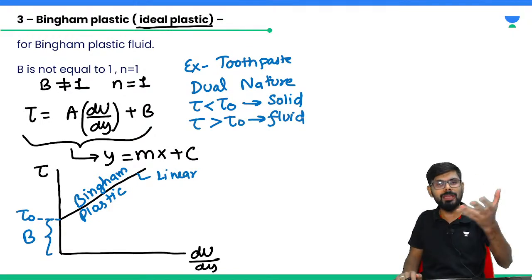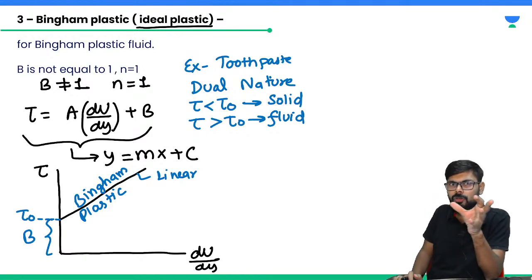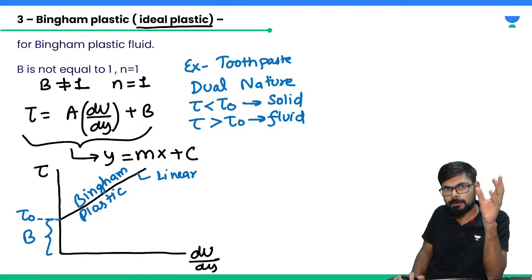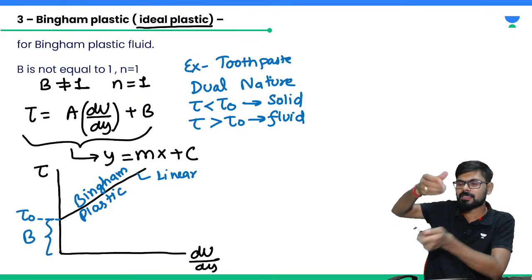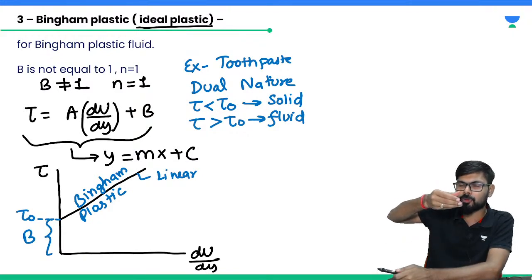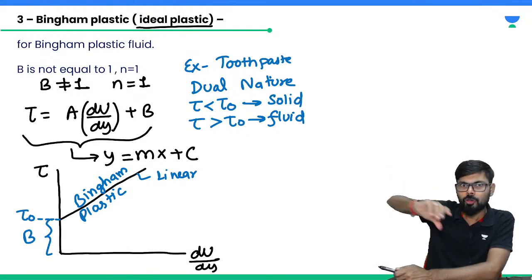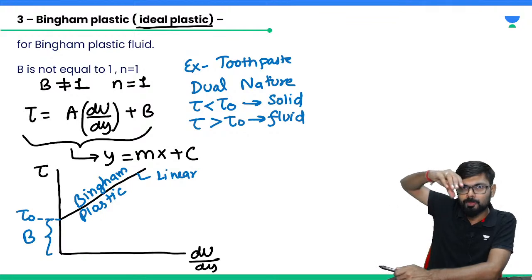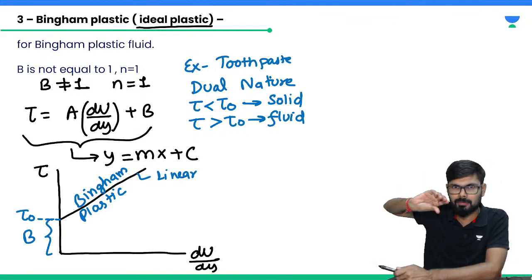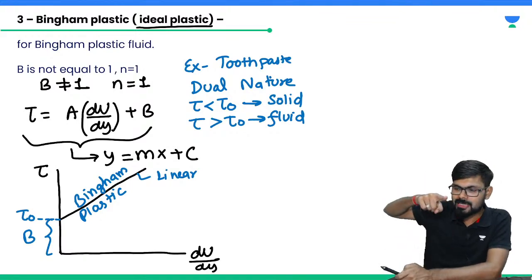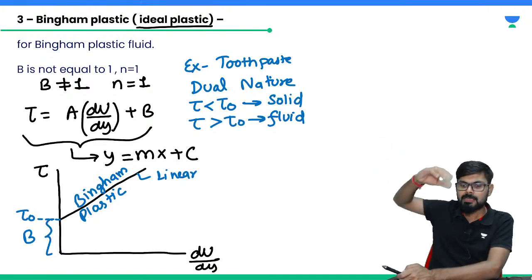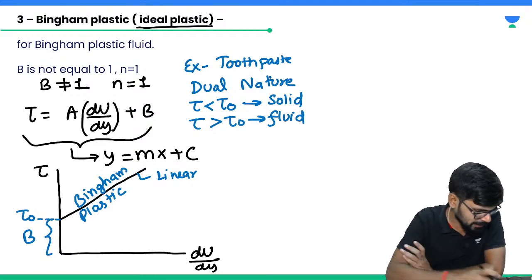Right? So it has a dual nature. Suppose you know that toothpaste is there. Now you are pushing it, but up to a certain limit, it will not come out. It will not start flowing. To flow, you need to press somewhat. Some limit is there. You are getting my point or not? If you just touch the toothpaste, it will not start flowing. Some value is there. I hope you understand. Okay.